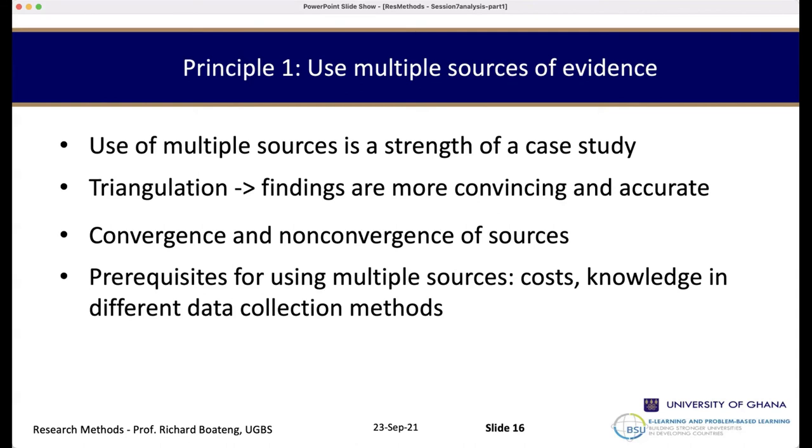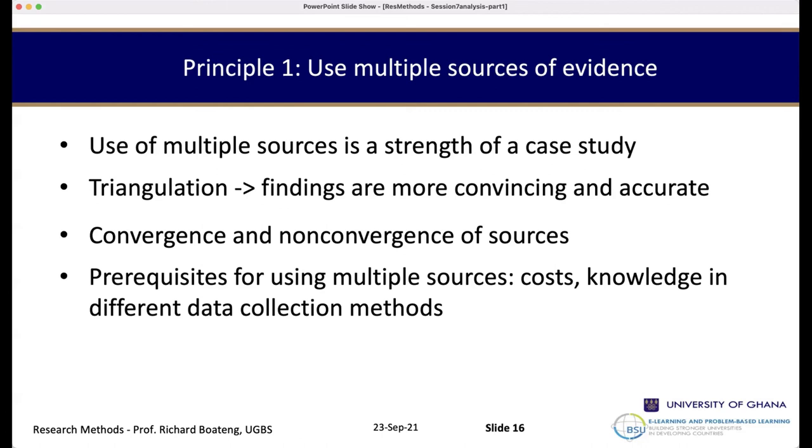Okay. So the prerequisites for using multiple sources are cost and knowledge of different data collection methods. Why? Because it costs more to collect data from diverse sources. So if you don't have money, that could be a constraint. Number two, you have to use different data collection methods.